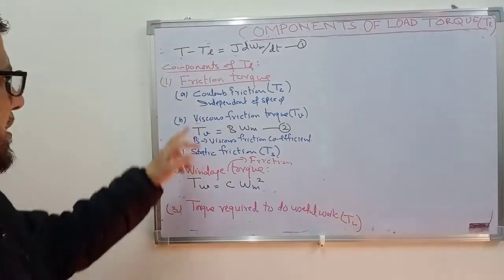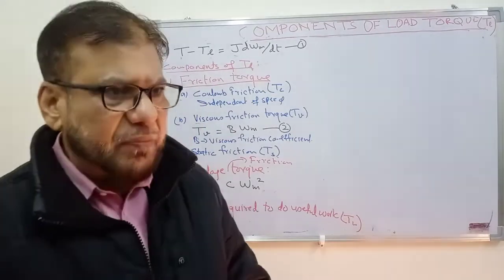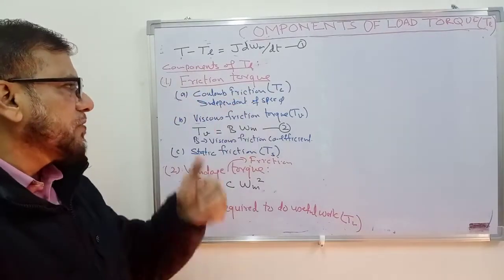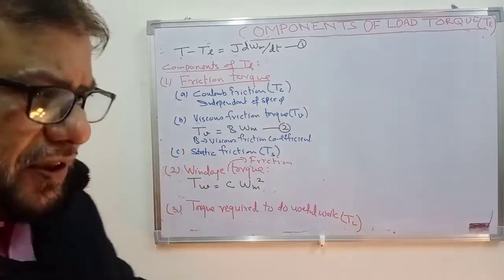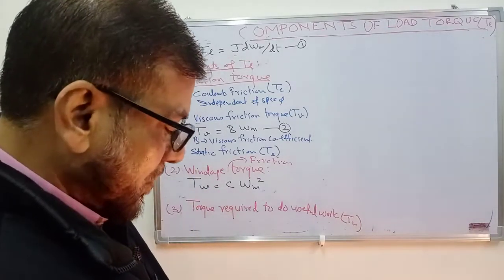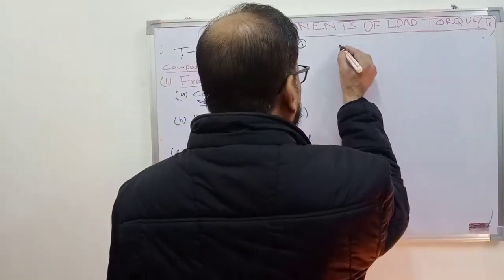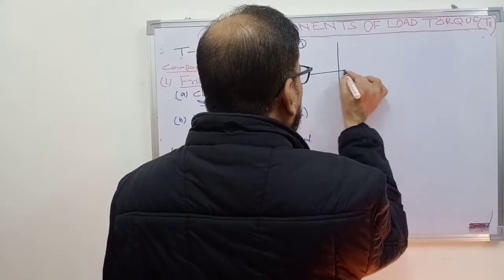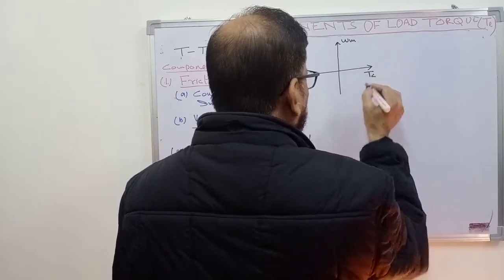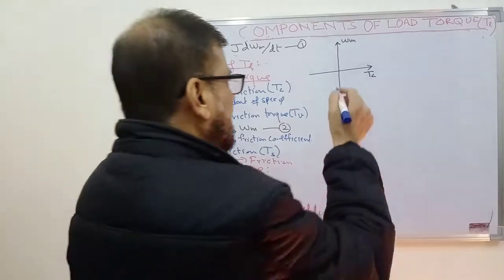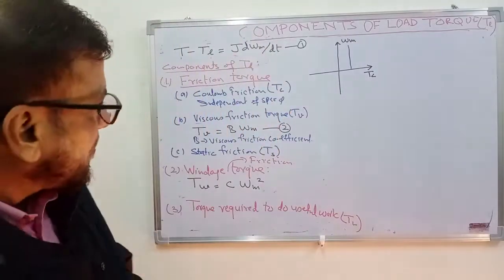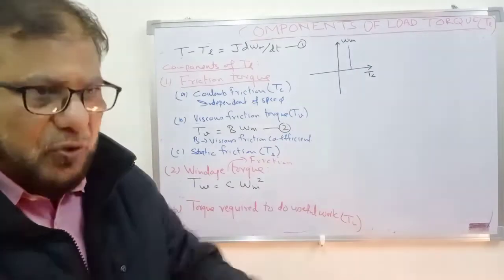Now let us discuss one by one. The friction torque, there are various types of friction that the motor has to overcome. One component of this friction torque is the Coulomb friction, TC. This component is independent of speed, it remains constant at all the speed. So if I show it on the graph, it will be looking like this. Speed on this axis and the Coulomb friction on this axis. So this Coulomb friction torque remains constant at all speeds like this.